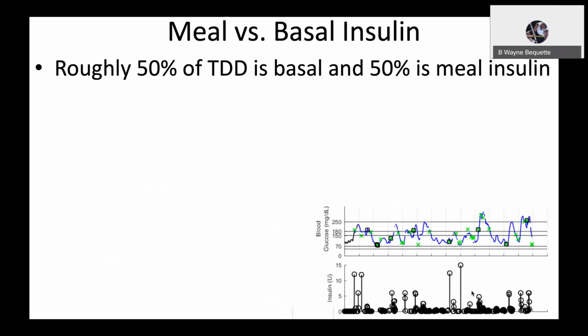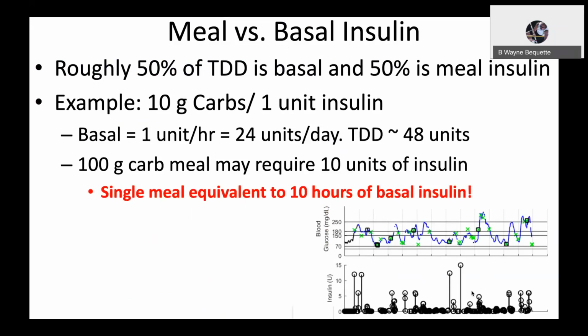This slide shows the meal versus basal insulin that's typically expected out of an individual. That is roughly 50% of a total daily insulin dose is basal, and roughly 50% is meal insulin. So for an example of having a 10 gram of carbs per 1 unit of insulin, carb to insulin ratio, basically the inverse of the insulin to carb ratio, and to say the individual had a basal rate of 1 unit per hour for 24 units per day, then we expect the total daily dose to be roughly 48 units of insulin. But if they ate a 100-gram carb meal, then that might require 10 units of insulin.